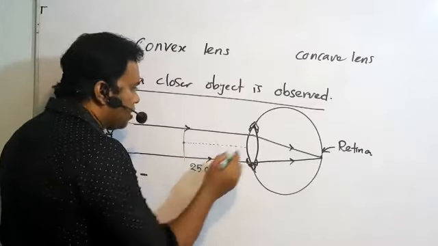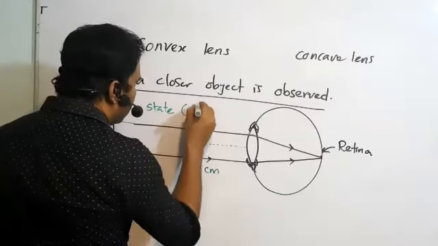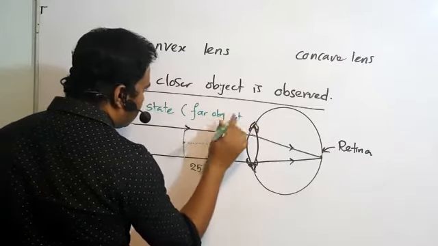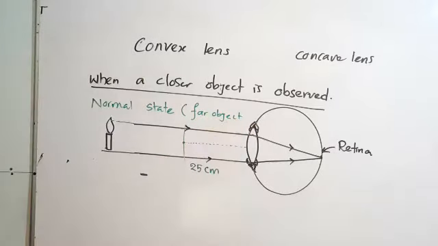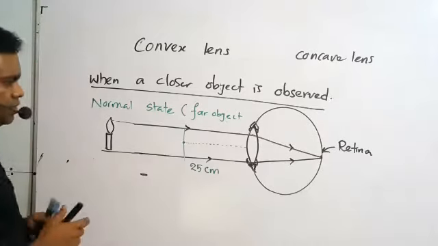I think you have already drawn that. Title: Normal state, within brackets, far object. So this distance may be 1 meter, 2 meters of distance.